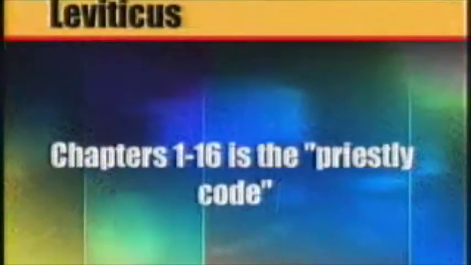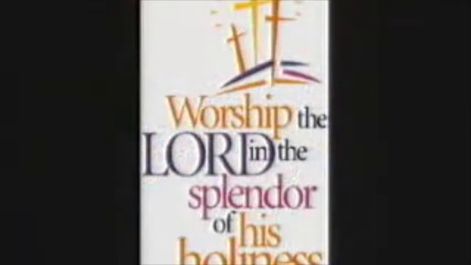Let's look at the book of Leviticus. Chapters 1 through 16 is the priestly code. Leviticus is named for the tribe of Levi, which was the priestly tribe. Priestly actions are central in this first part of the book. Specific sections include laws of sacrifice, the ordination of priests, regulations concerning impurities, and the rites for making atonement.